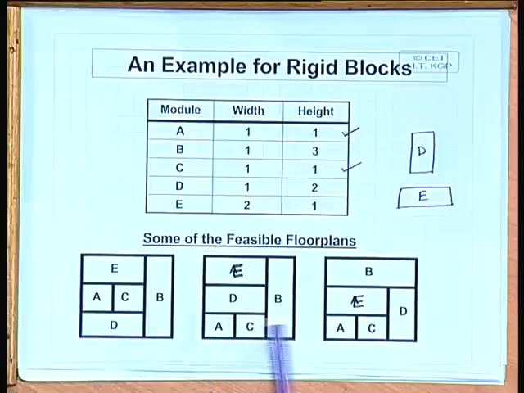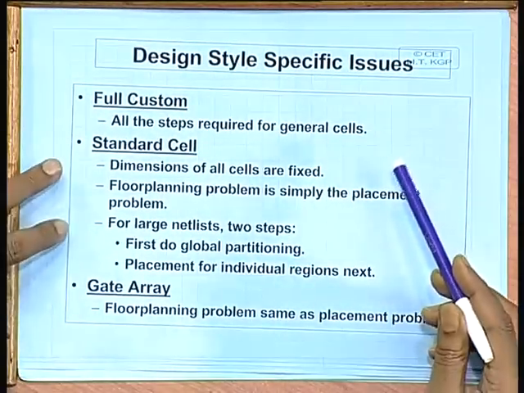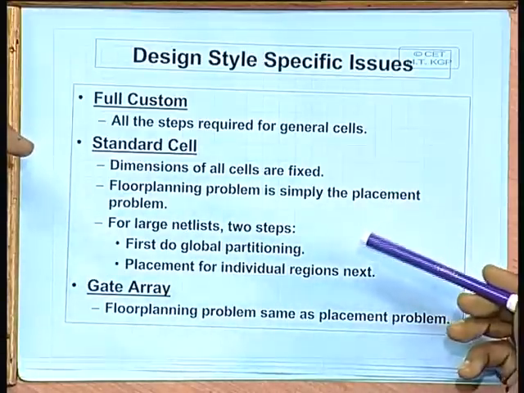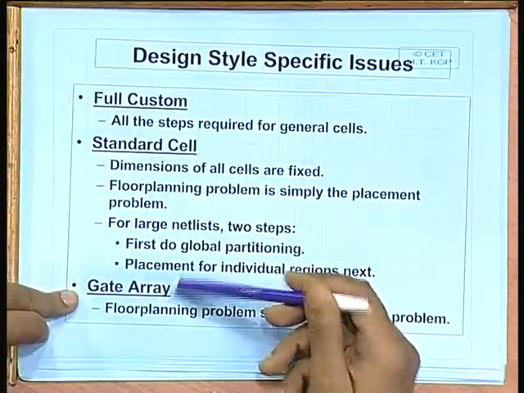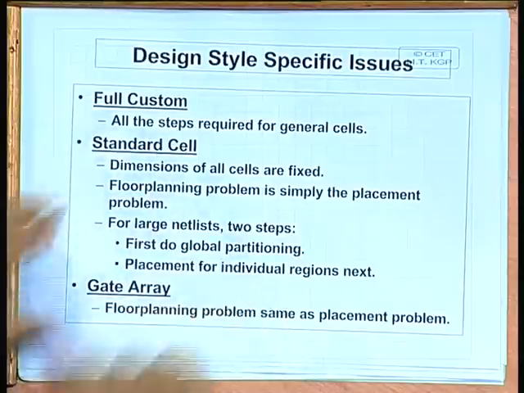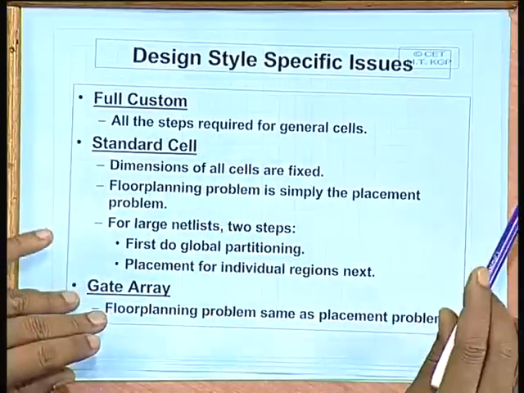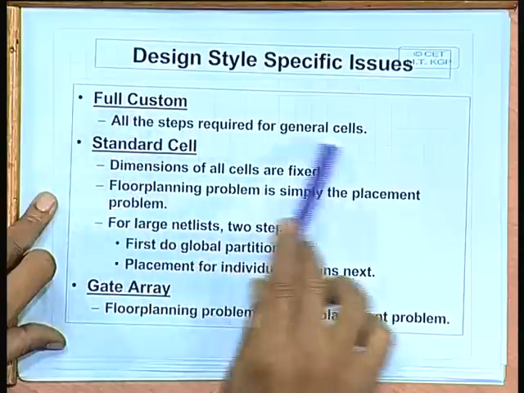So, here we will be looking at the way we can estimate the cost of a given floor plan. But before that, let us look at some of the design style specific issues, because this is important in understanding the impact of floor planning when we are trying to design something. It can be a full custom design, it can be standard cell based, or it can be gate array or FPGA based. Now, the point to note is that for a full custom design, we have complete flexibility in the placement and the shapes of the block. So, the floor planning problem, as we have just stated, applies completely to full custom designs.